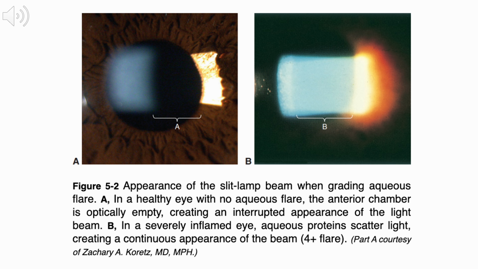This figure demonstrates flare grading using the slit lamp beam. On the left, panel A shows a healthy eye. The anterior chamber is optically empty, so as the beam crosses it, the light looks interrupted. You see it on the cornea, then it seems to skip the clear aqueous. On the right, panel B is a severely inflamed eye. Dissolved proteins scatter the light, so the beam appears continuous and solid all the way across. That's 4+ flare. The plain intuition is a movie projector beam in a dusty room. Clean air, and you don't see the beam. Fill the air with particles, and the whole shaft lights up. Flare is that beam becoming visible because of protein in the aqueous.